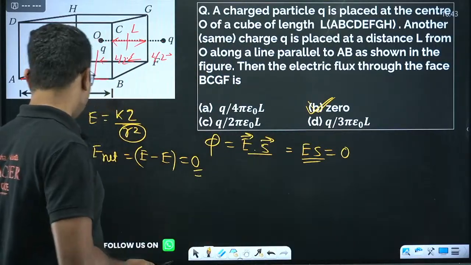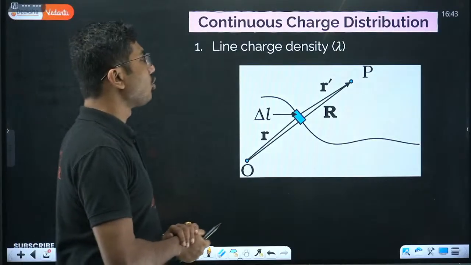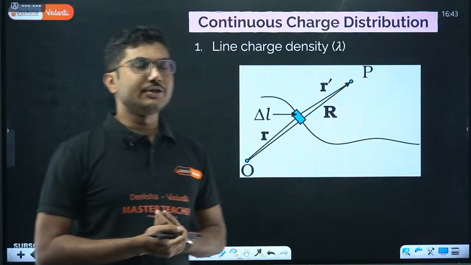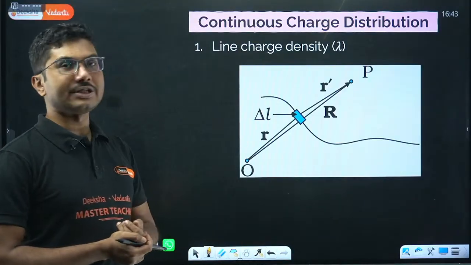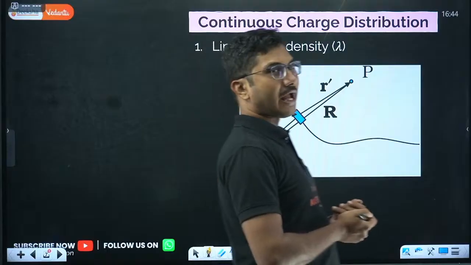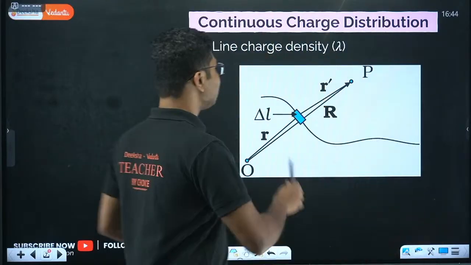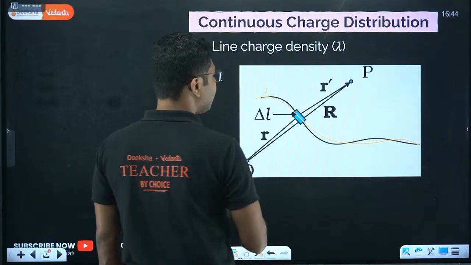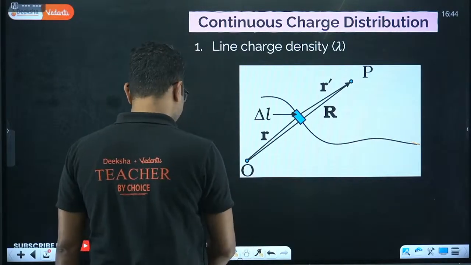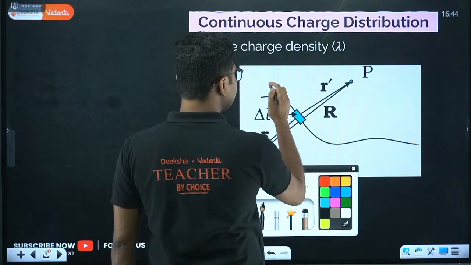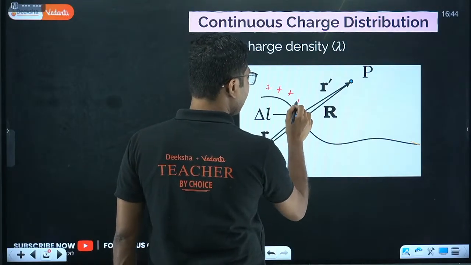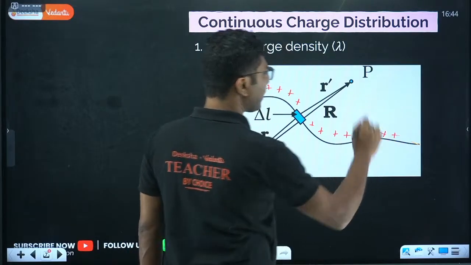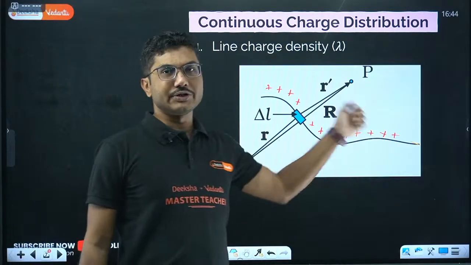Now before going to Gauss's law, we need to learn about 3 different types of charge distribution. First is line charge distribution. What is the meaning of line charge distribution? You have a single solitary line and you have added some charge on this line. It can be positive charge, it can be negative charge. Basically it's like an electric wire, but it is not conducting electricity, it is only having some charges distributed over this line. This is called line charge distribution.